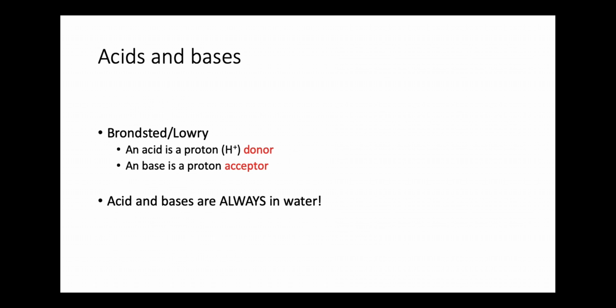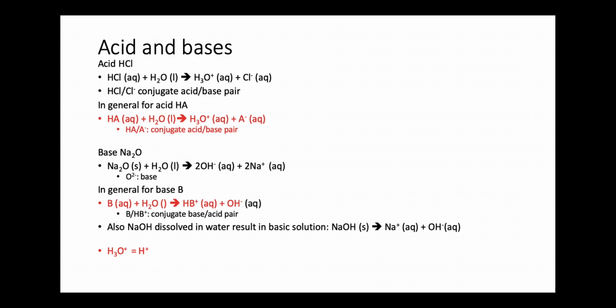Acid bases. For acid bases, we use the Bronsted-Lowry definition. An acid is a proton donor, protons H+, and a base is accepting this proton. And when we talk about acids and bases, they're always in water. So we have some acids and bases here. You see here HCl as an acid. The H+ is donated to H2O. H3O+ is formed. HCl and Cl-, they're together. We call it conjugate acid-base pair.